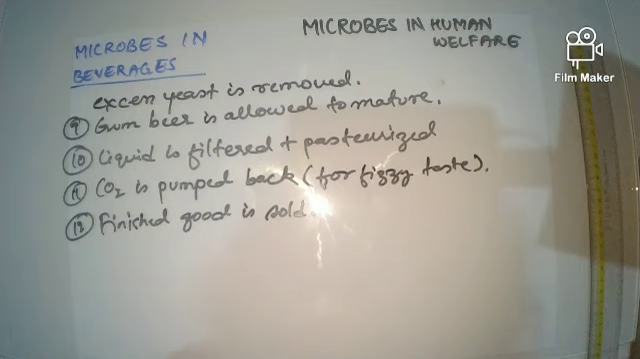After maturation, the liquid is filtered and pasteurized, and the carbon dioxide which was stored earlier is pumped back into it. What does pumping back of this carbon dioxide help in? This carbon dioxide helps to give beer a fizzy taste. Now, the finished product is bottled and is sold for consumption.